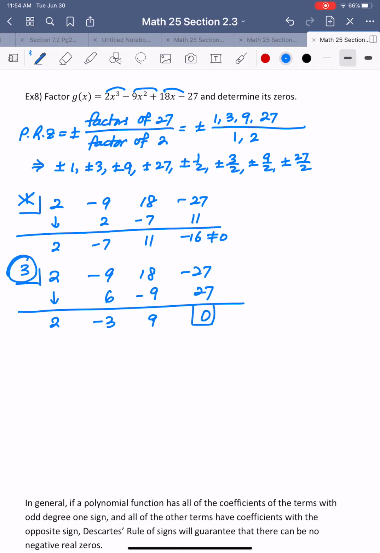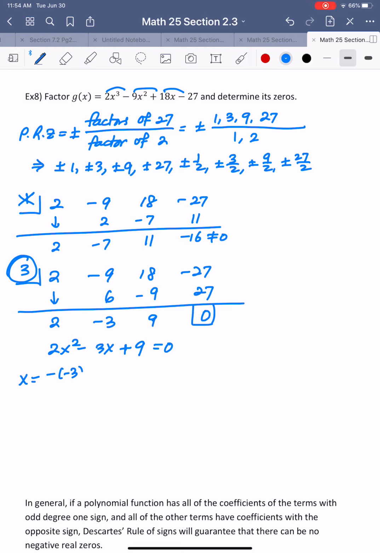So now we have 2x squared minus 3x plus 9, which means you can just set it equal to 0. And then if it's factorable, you can just factor. If not, you can use the quadratic formula. 2 times 9 is 18, and a sum of it is not possible, so we have to use the quadratic formula.